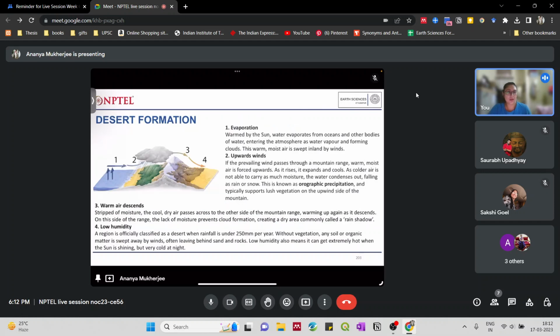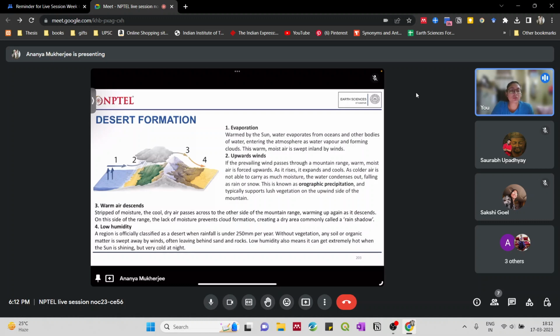Now, how are these deserts formed? One of the most common ways that a desert is formed is by the orographic effect. So what is the orographic effect? Suppose you have evaporation happening in the coastal areas and the oceans.